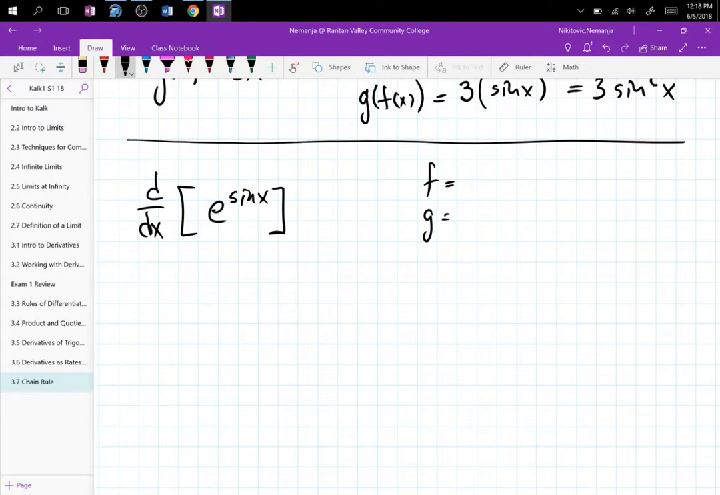What do you think? What's the main function and what's the one that it's plugged in? Yes. So g is sine x. Yes. And f is e to the x. Very good.